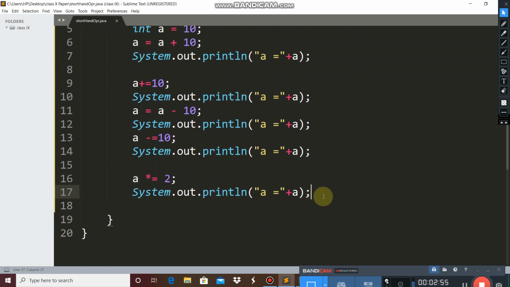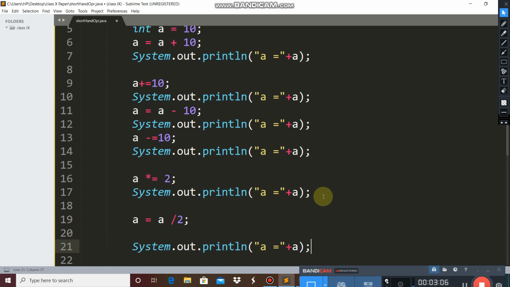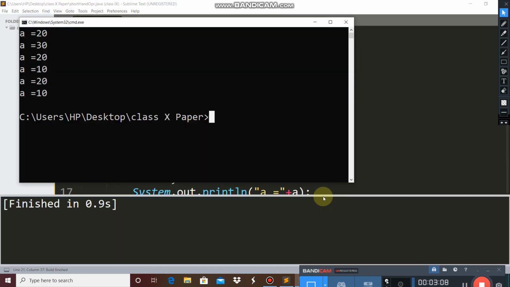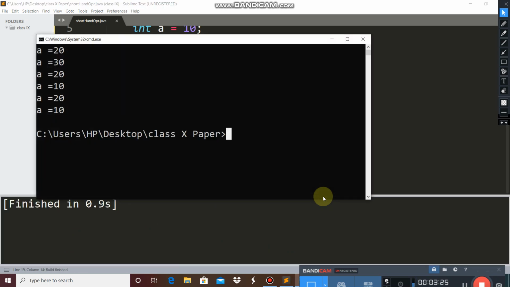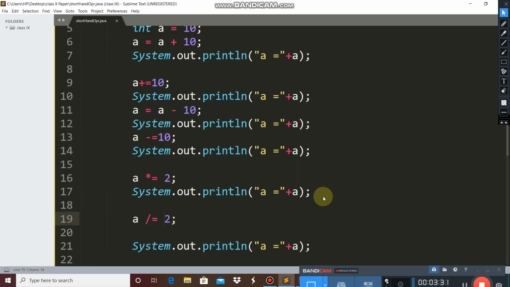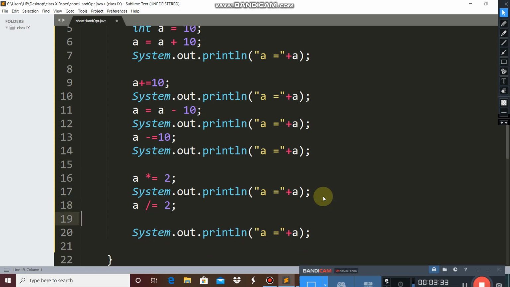So children, now suppose we want to halve this value. Usually we write it this way, and the final value of a becomes 10. But if we use a compound assignment operator here, you just write a divide equals to 2, which gives 10 again. So this is all about compound assignment operators or shorthand operators.